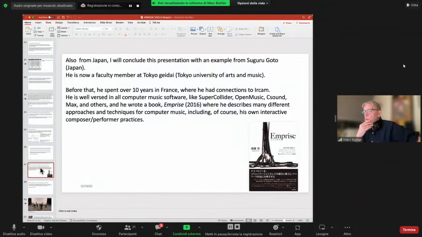Also from Japan, I will conclude this presentation with an example from Suguru Goto. He's now a faculty member of Tokyo Geidai, Tokyo University of the Arts. Before that, he spent over 10 years in France, where he had connections to IRCAM. He is well versed in all computer music software like SuperCollider, OpenMusic, CSound, Max, and others. And he wrote a book, Emprise, published in 2016, where he describes many different approaches and techniques for computer music, including, of course, his own interactive composer-performer practices.